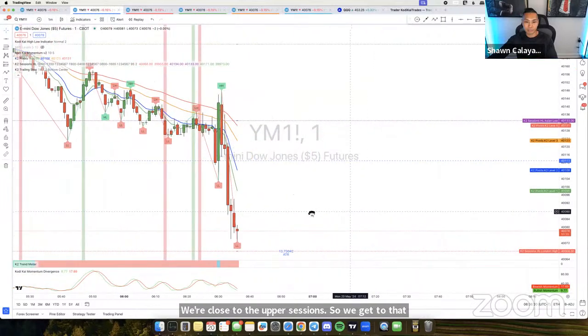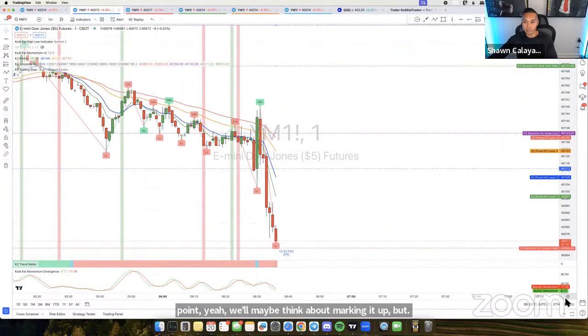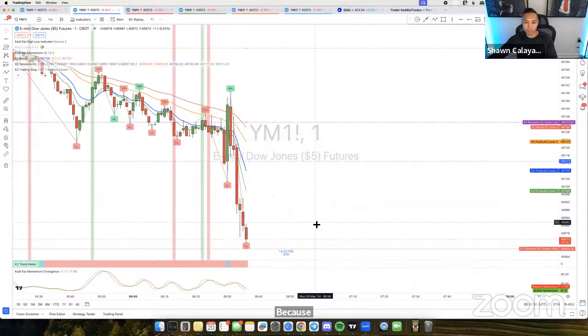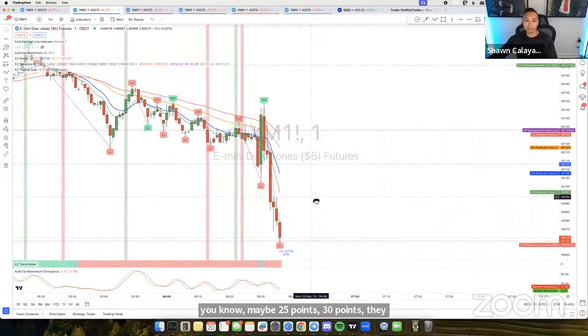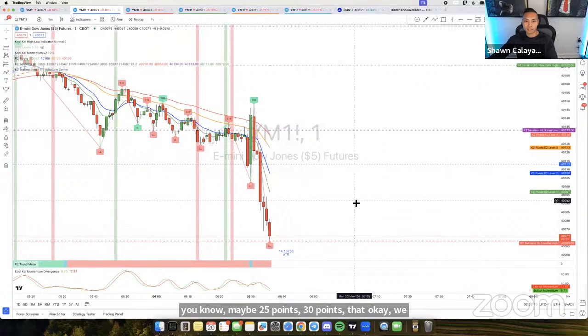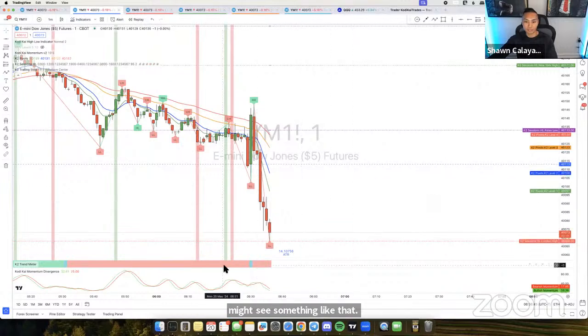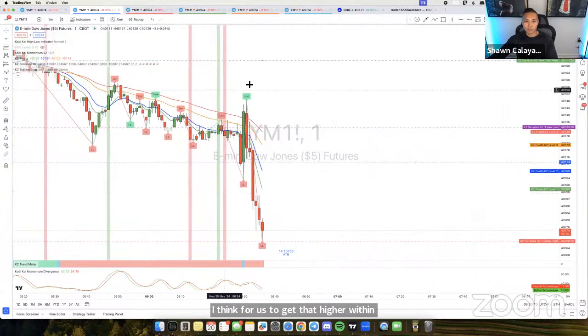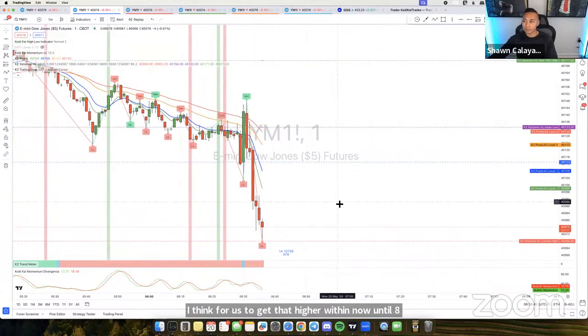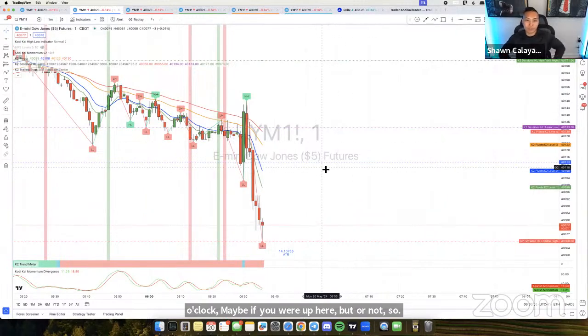But because the ATR is too low, if the ATR is moving at like 25 or 30 points, then okay, we might see something like that. But I think for us to get that high from now until 8 o'clock is extremely slim. Maybe if we were up here, but we're not. So we'll cross that bridge when we get to that point. Right now, we're going to focus on what's happening down here.